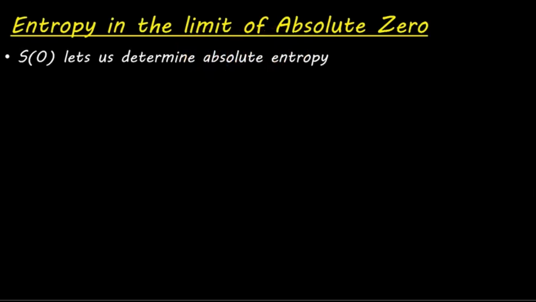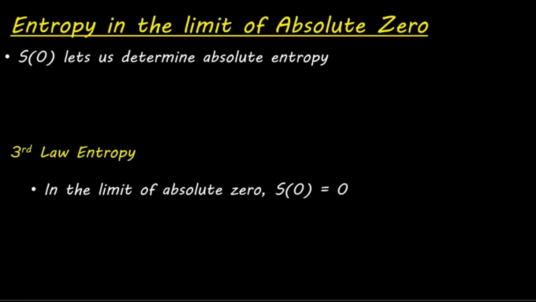Now, we need to know the entropy in the limit of absolute zero because this allows us to calculate the absolute entropy or the molar entropy of a substance at any temperature. Now, it's usually pretty simple. Many substances follow what's called third law entropy, and that is the entropy of a substance in the limit of 0 Kelvin is 0 joules per Kelvin.